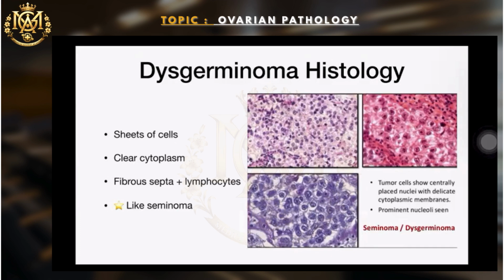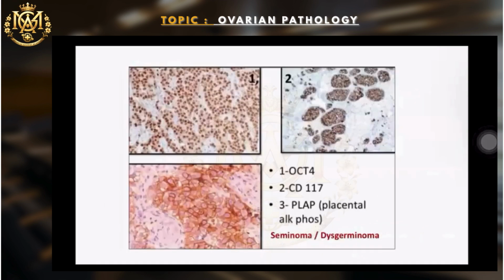You see those cells here? Clearing is there in the cytoplasm, and the only thing you can see is the nucleus, the blue thing, and around that there is empty space and the cell membrane. So that is called fried egg appearance. So centrally placed nucleus and the membrane and the prominent nucleoli will be there. And the fibrous septa in the background. So this looks like a seminoma.